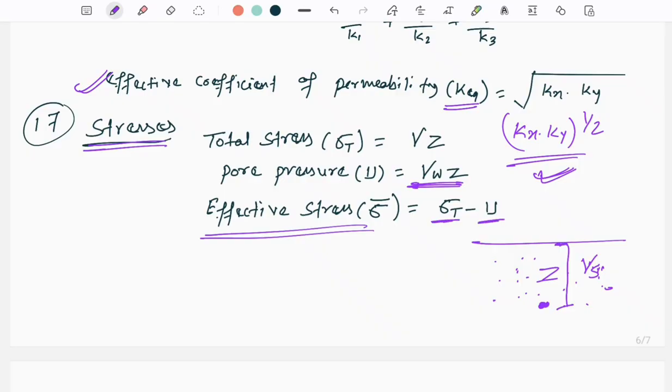So you can find the effective stress, because pore water pressure is due to expulsion of water, squeezed out from the surface. So pore water pressure is negative. That's why effective stress is always the difference between total stress minus pore water pressure. Pore water pressure is the density of water into the depth, gamma w into z.